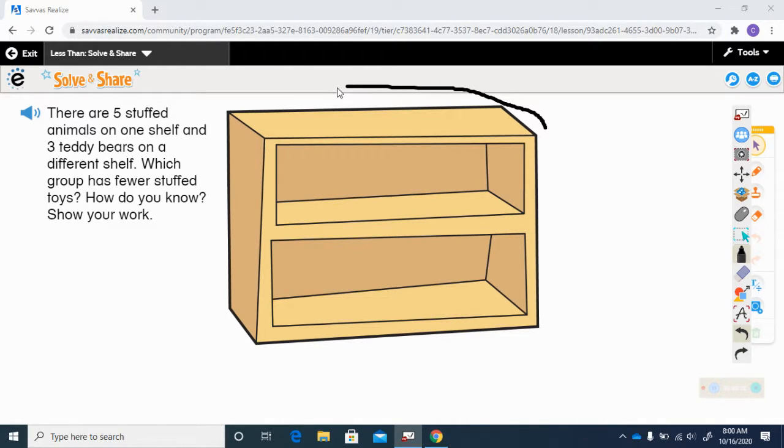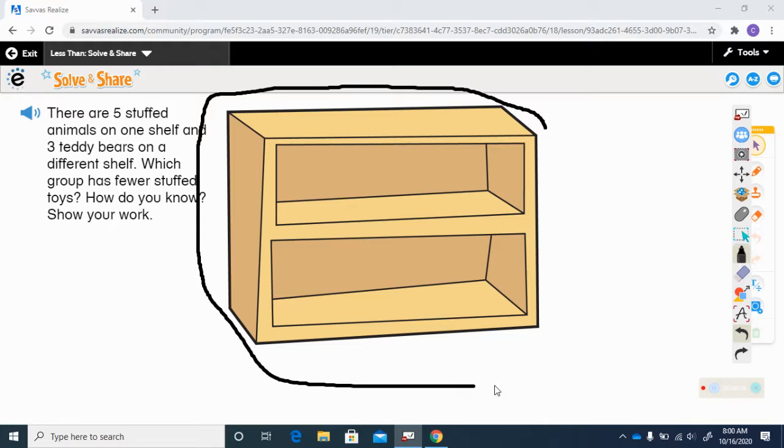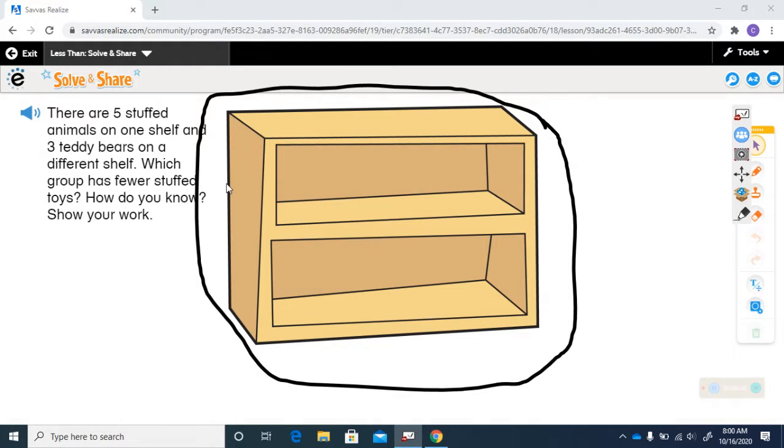Now here we already have the shelf drawn for us. So we need to find out how many stuffed animals to draw on the top shelf. So we're going to reread the problem. There are 5 stuffed animals on one shelf. And that's as far as we need to go right now, because we were looking for that number 5 stuffed animals. So I'm going to draw 5 little X's on my shelf.